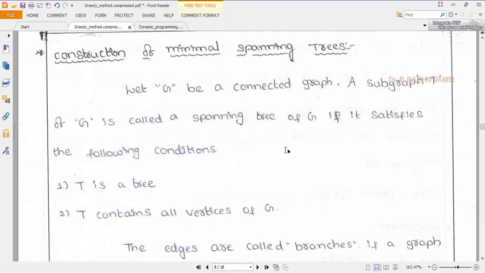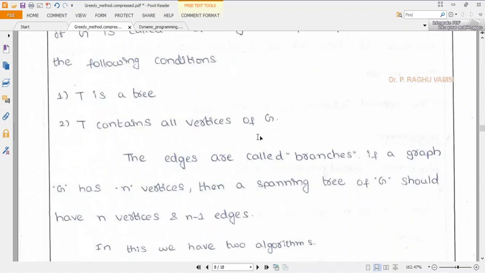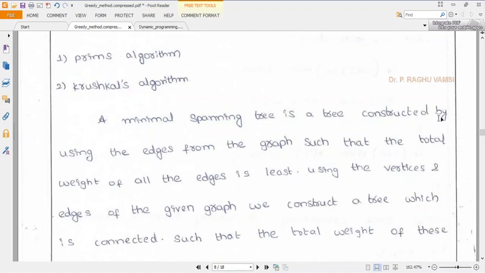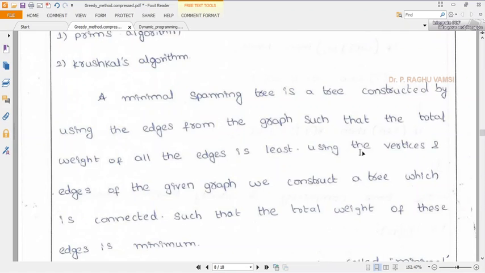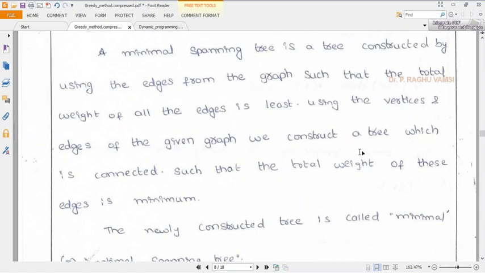Another example of the greedy algorithm or greedy method is the construction of the minimal spanning tree. Already we have seen these topics in the graph algorithms. The minimal spanning tree is nothing but the construction of a tree from a graph, using the edges from the graph, such that the total weight of all the edges is least. Using the vertices and edges of the given graph, we construct a connected tree such that the total weight of these edges is minimum.